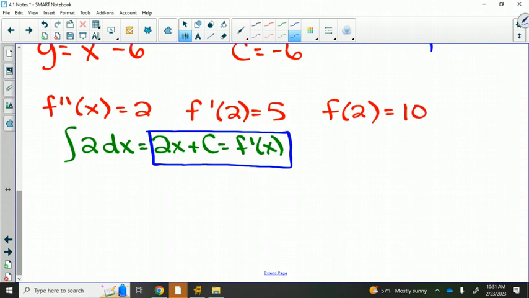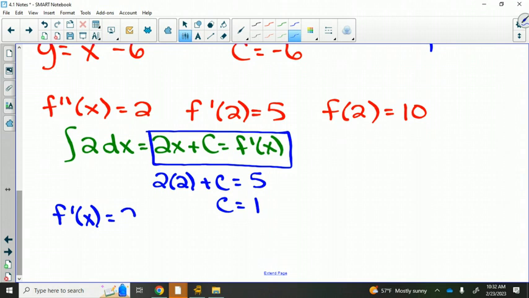Now we're going to figure out the particular solution of our first derivative. So what we know is that x is 2, the derivative equals 5. We're going to plug those numbers in. 2 times 2 plus c equals 5. That means c equals 1. Making our first derivative 2x plus 1.